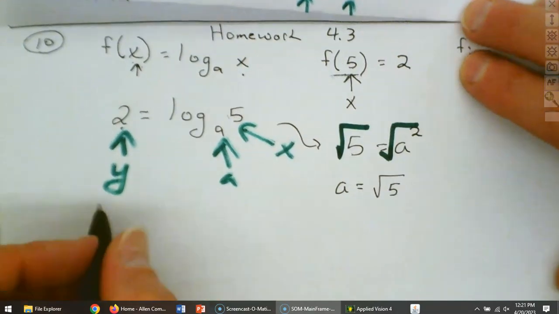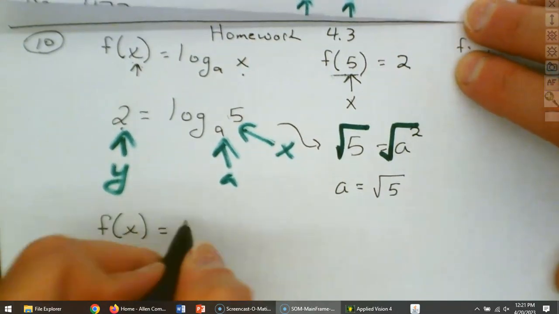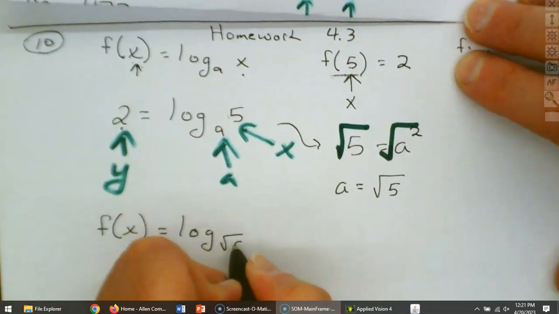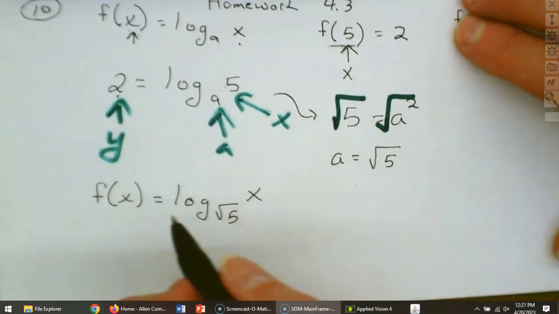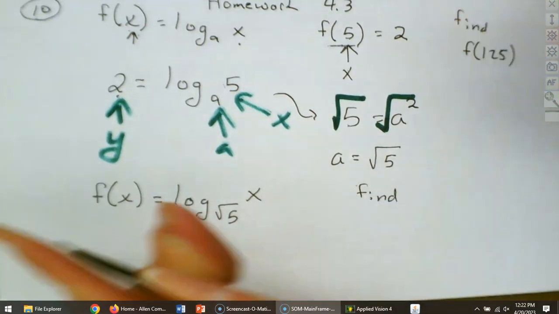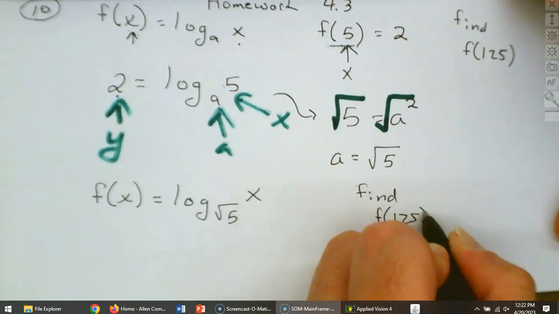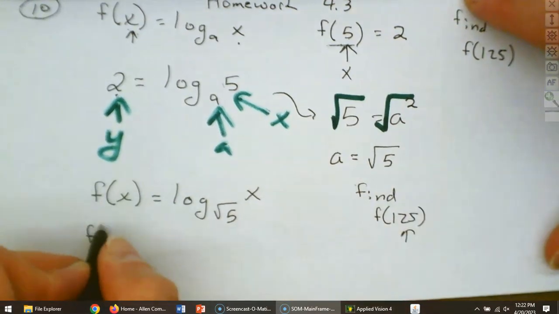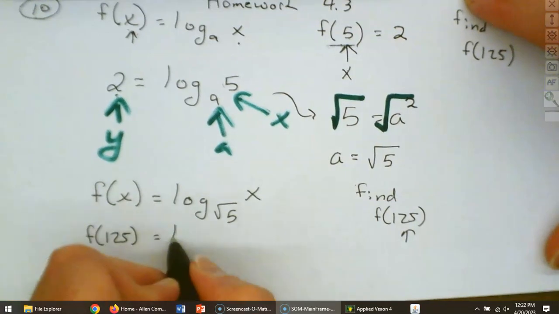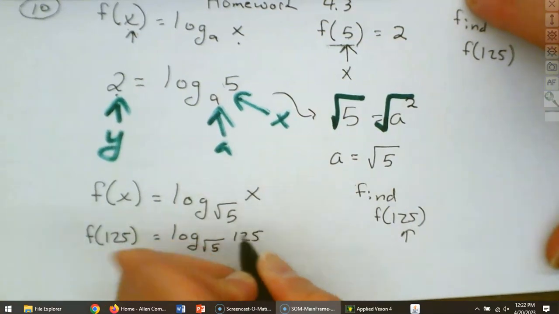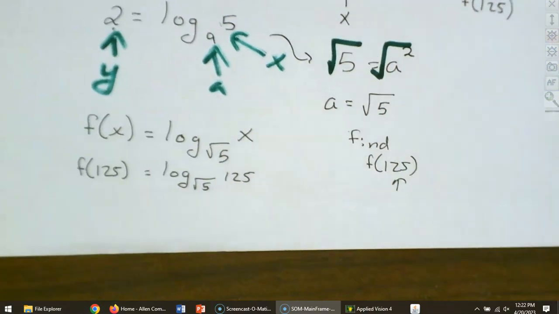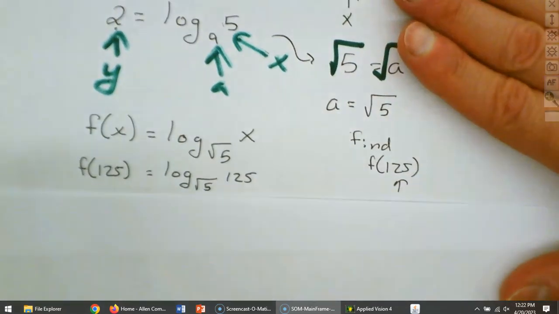So now our formula is f of x equals log base square root of 5 of x. Sorry about running out of time here, we want to find f of 125. So this is our x, and we'll just simply plug it in. And we can convert it and solve it. Okay, so let's convert this real quick here. So now we're converted, and we'll just call this our y.